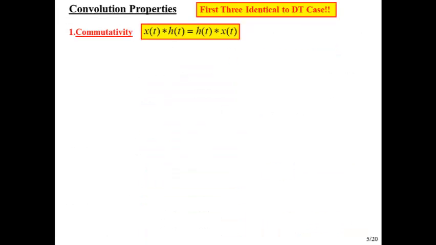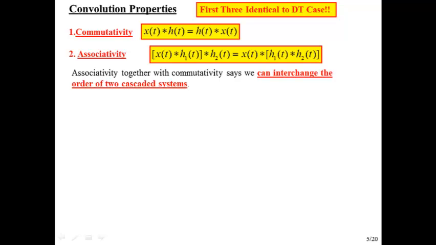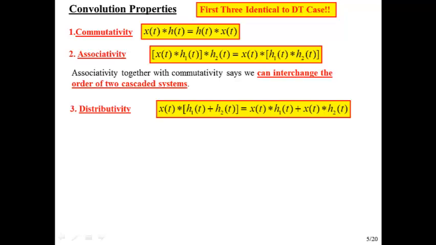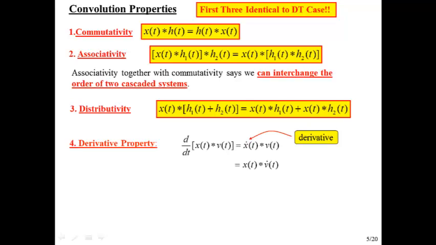Now, just like we had for the discrete time case, we have some properties, and the first 3 that I list here are identical to the discrete time case. So you might want to go back and review that and see how that works. So commutativity, associativity, distributivity, we talked about in detail for the discrete time case, so you should go back and revisit those. Now, a couple new ones.